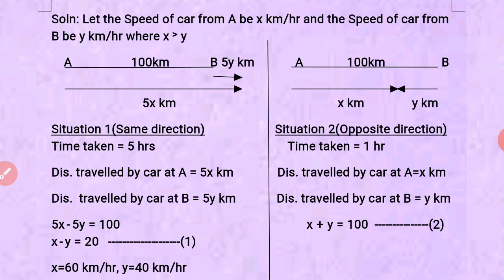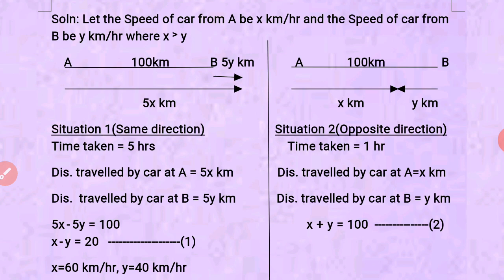So you can see the picture over there. A and B are the two places. As there are two conditions, I have shown it in two parts: the one that is shown on the left and the one that is shown on the right hand side. A and B are two places that are 100 kilometers apart, as you can see in the figure. Now children, finally the question is to find the speed of the cars.